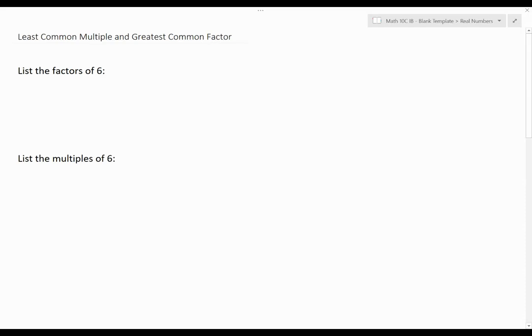Hello. In this video, we're going to look at a couple of examples of ways to use prime factorization, and that is specifically to determine least common multiple and greatest common factor of a pair or a group of three or four, or however many numbers.